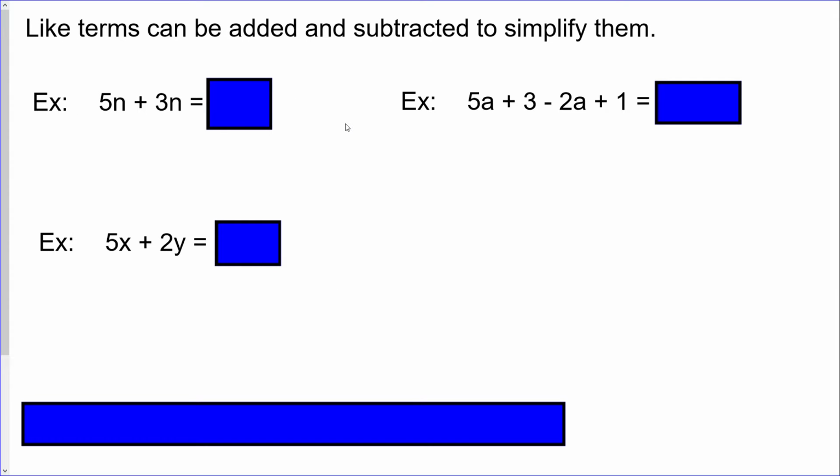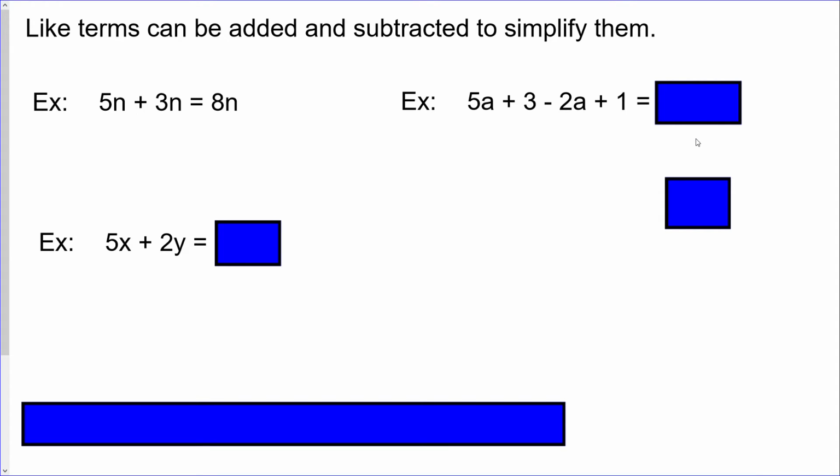Now, like terms can be added or subtracted to simplify them, which is, again, to make them look a little nicer, to make it easier to do math with them, to solve equations, things like that. When you add and subtract like terms, so 5n plus 3n, all you do is add the number portion. You add the coefficients together. So 5 plus 3 is 8. Hope everyone's good with that part. And then you just rewrite the n. So 5n plus 3n just equals 8n.